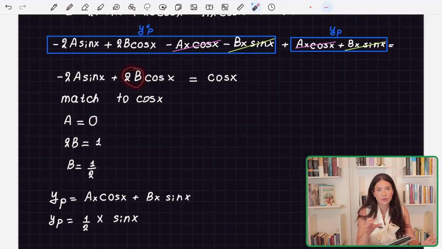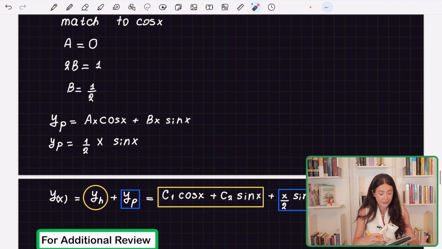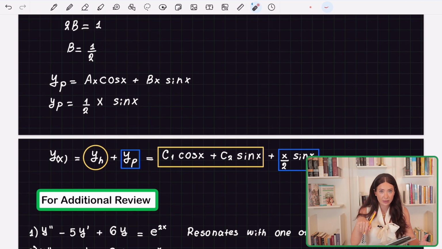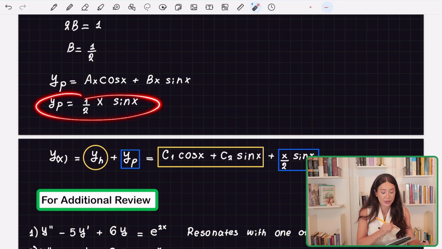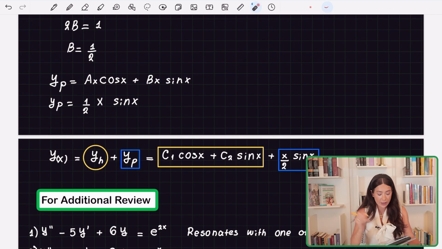And then 2b, you just match. This is called the matching step. So you just match the coefficients. So 2b equals 1. There is no other cosine term on the right, so that has to be 1. Therefore, b is 1/2. Now you take the y particular, not with derivatives, just the original version of particular y, and you have a in front of cosine. So that's 0. And then b is in front of sine, and that was 1/2. So this is your particular solution right here.